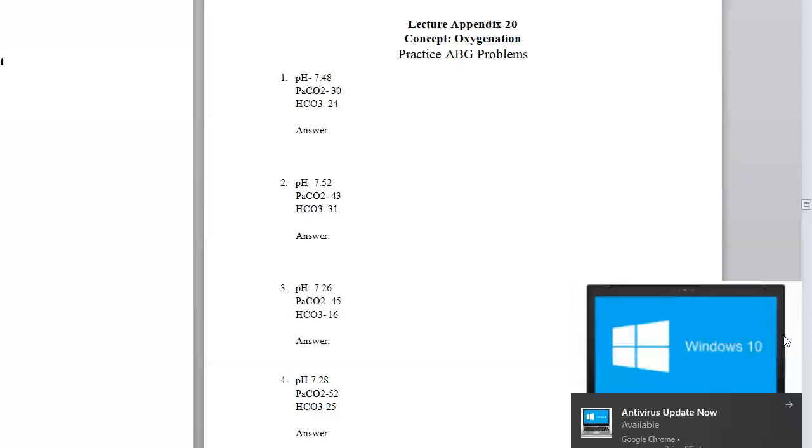And then the last one is a pH of 7.28, which again is below 7.35, which is acidotic. Your PCO2 is 52, which is above 45, going to the right, which means it's more acidotic. And then your bicarb is 25, between 22 and 26, which is in the normal range. So the problem here is a respiratory problem because your CO2 is abnormal. And so the answer to this is respiratory acidosis.